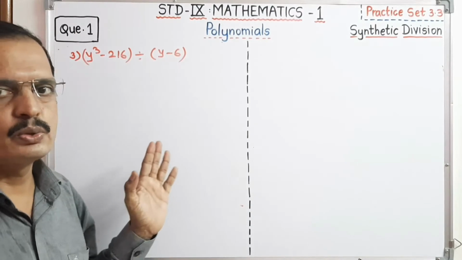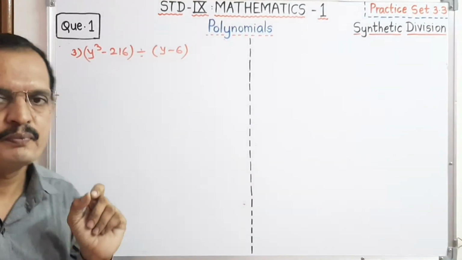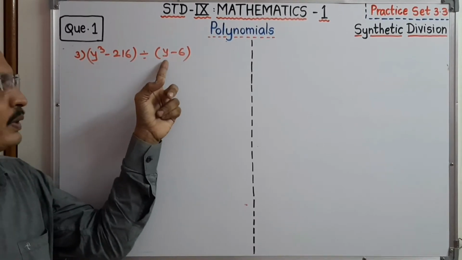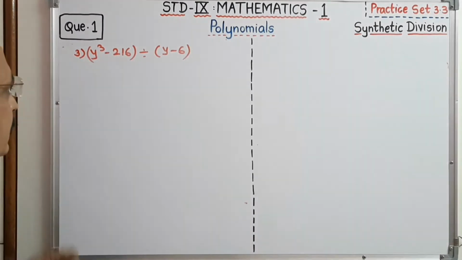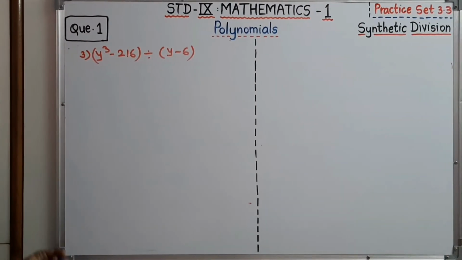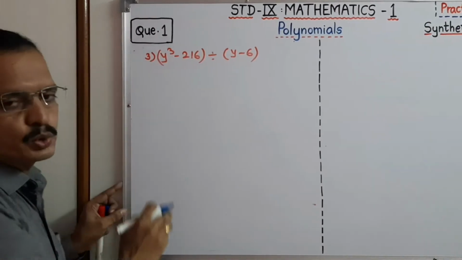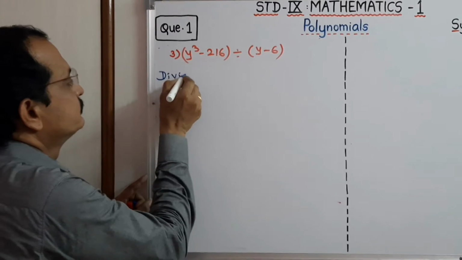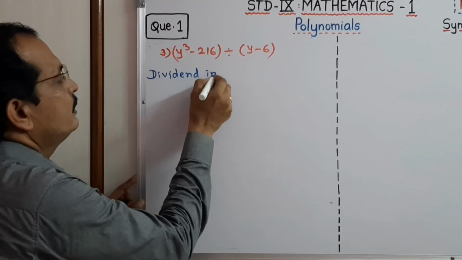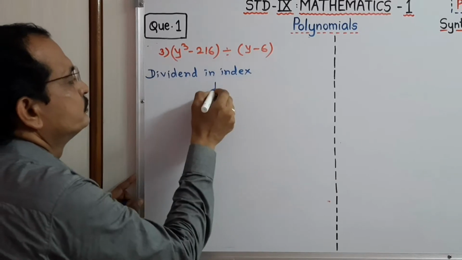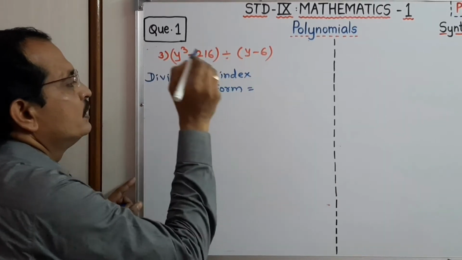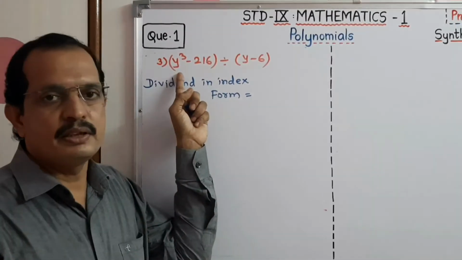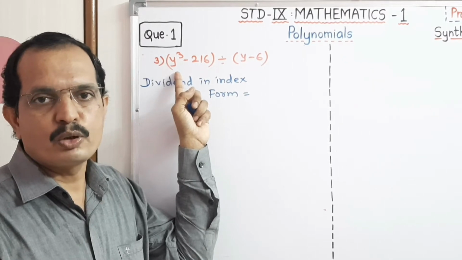Now dear student, see the question number third one. It is y cube minus 216 divided by y minus 6. Now see here, which is the dividend? Dividend is y cube minus 216. Now we have to write this dividend in index form. Dear student, see what is the degree. Degree of this polynomial is 3.